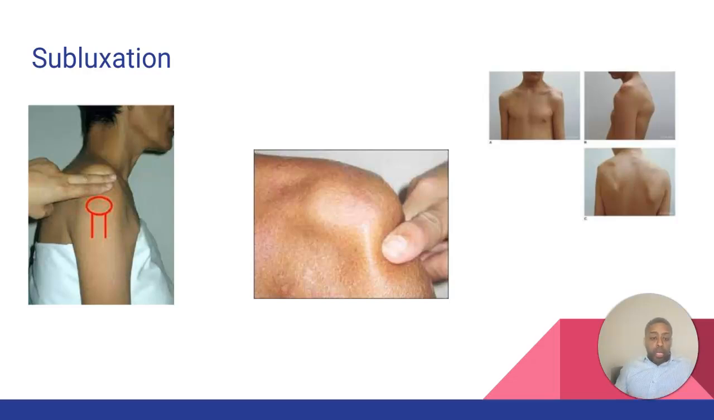method, as you can see in this picture. So 2 finger, likely 1 finger, might be even more. Now, if you look at the picture on the right side of the screen, that person has an inferior subluxation, but you can also see the head of the humerus popping forward. So it's inferior and anterior subluxation, right?